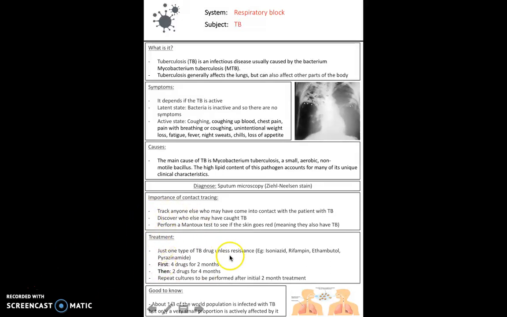In terms of treatment, there are four main drugs that you need to know about: isoniazid, rifampin, ethambutol, and pyrazinamide. These were covered in depth in the therapeutics lecture, but I'm not going to cover them too much here. Just be aware that the treatment is 4 drugs for 2 months, followed by 2 drugs for 4 months, and compliance to this treatment is absolutely essential in order to prevent resistance building up in case of future infection.